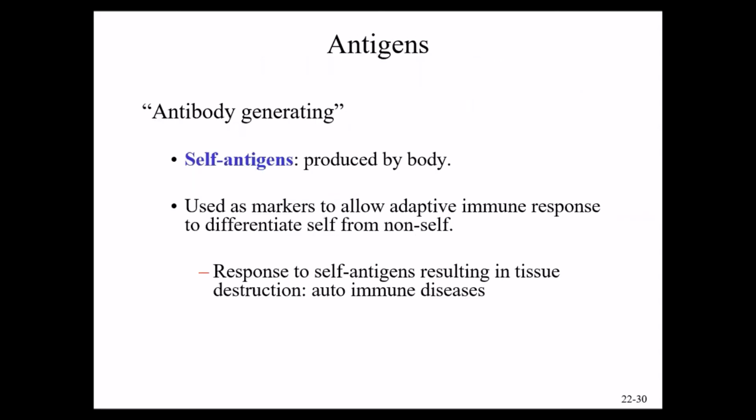Now, one of the words that we'll be mentioning a lot through this section is the word antigen. That comes from the two words antibody generator or antibody generating. And there's two main types of antigens really referred to in the body. The first one is called a self-antigen.